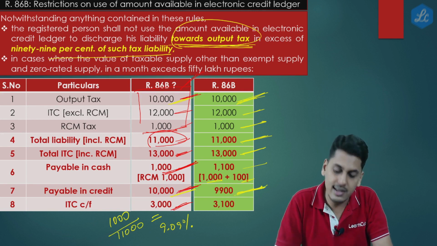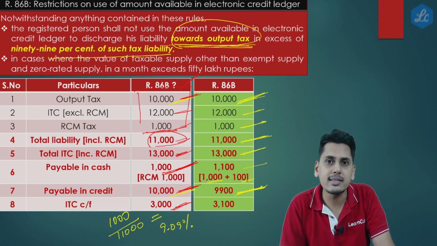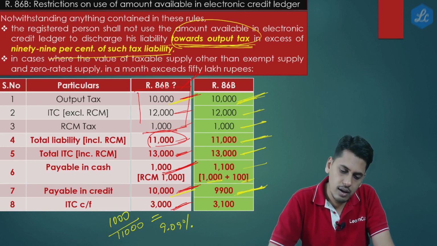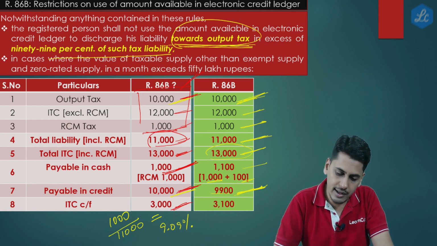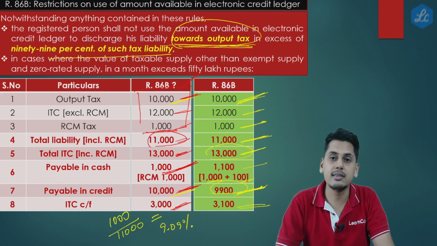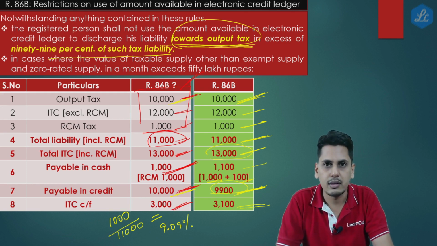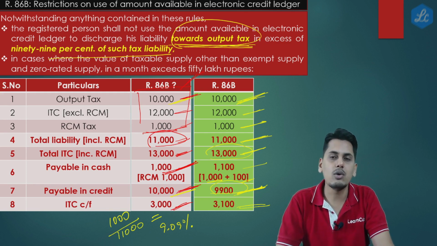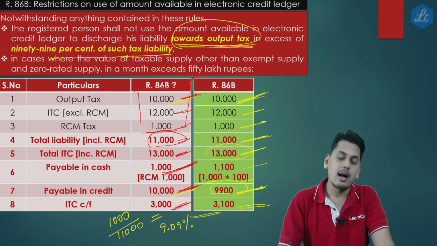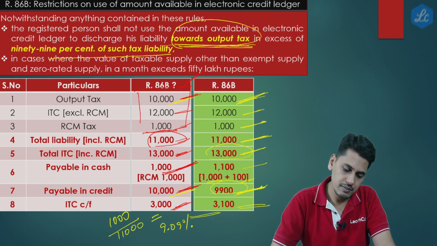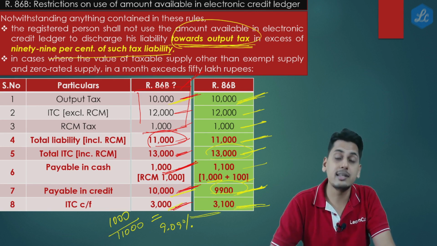So friends, 9,900 I'll be in a position to utilize the input tax credit. After I utilize this credit of 9,900, what remains in my electronic credit ledger? So electronic credit ledger, total ITC available 13,000, already utilized 9,900. Carry forward ITC is 3,100. Now please look at the difference. ITC carry forward, here it was 3,000, here it is 3,100.